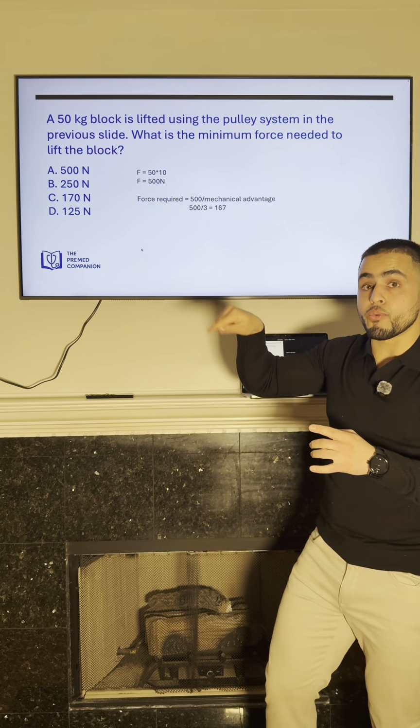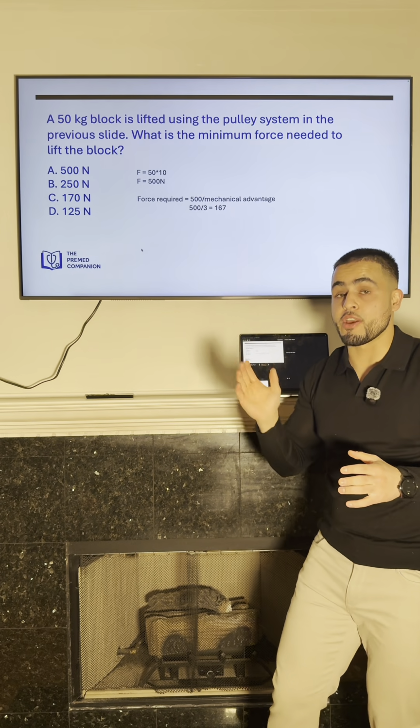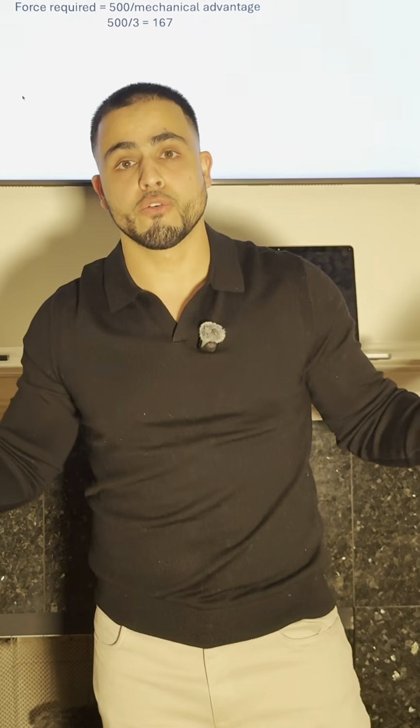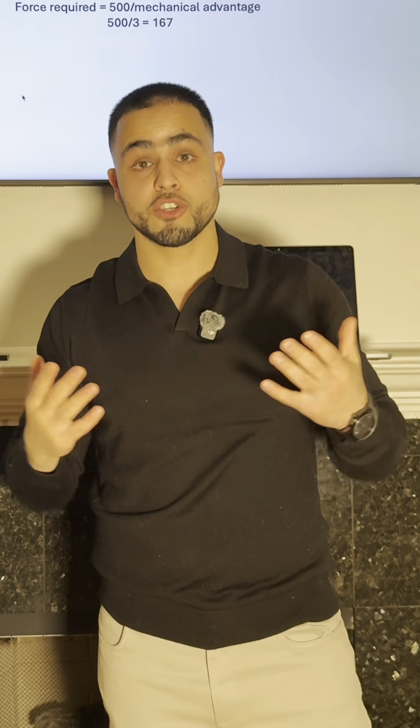Now, if we had 4 rope segments, then you would just say 500 over 4. If we had 5, then 500 over 5, and so on and so forth. So always just count the rope segments and use that as your mechanical advantage.